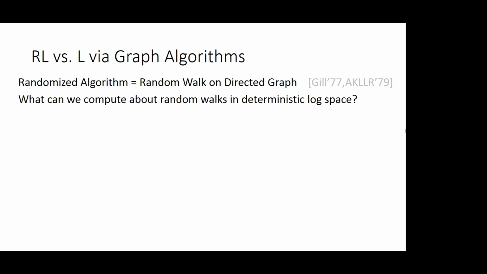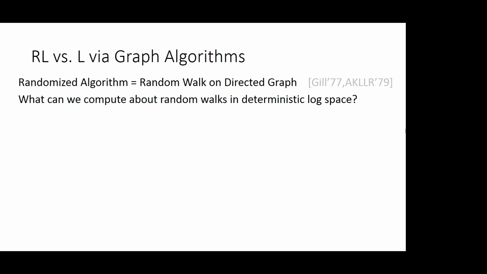So if you want to de-randomize a randomized algorithm, you would just want to compute the probability that we end up in the accepting state at a certain time. And if it's more than two-thirds, then you output yes. Sorry, this is RL, so it's one-sided error. So if you can end up in it at all, you output yes. And if you cannot end up in it, then you output no.